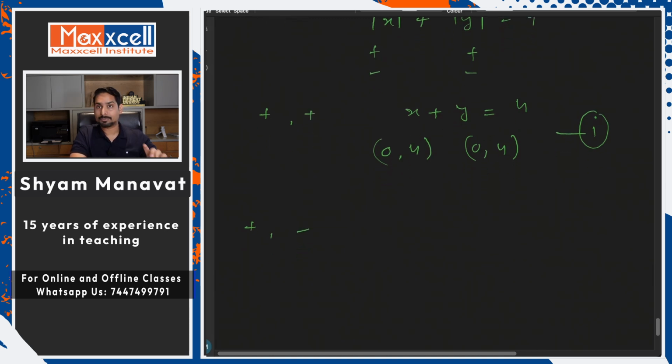Now if I take plus minus, that means plus for mod of x and minus for mod of y. If you remove the modulus sign, then what do you get here? You get x minus y equal to 4. In that case, if I substitute x equal to 0, y will be equal to what? Minus 4. And if I substitute y equal to 0, here I have made some mistake. This was y equal to 0 and x equal to 4. Yes, so if I substitute y equal to 0, then x will be equal to 4. This is the second condition.